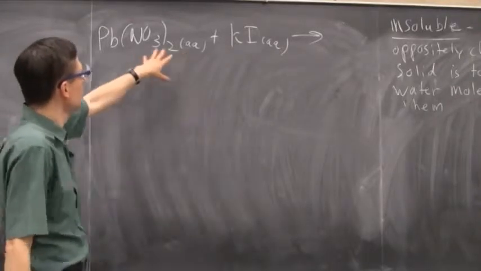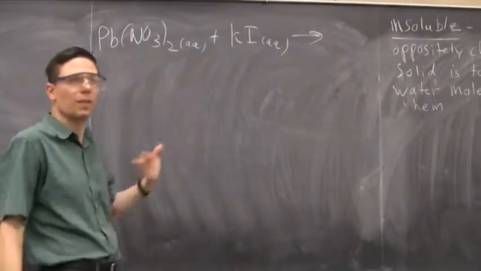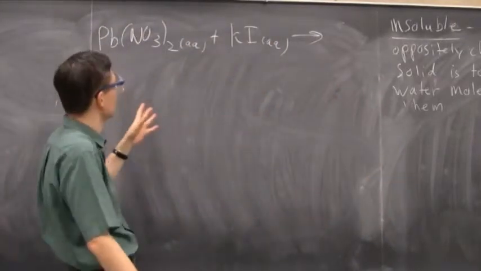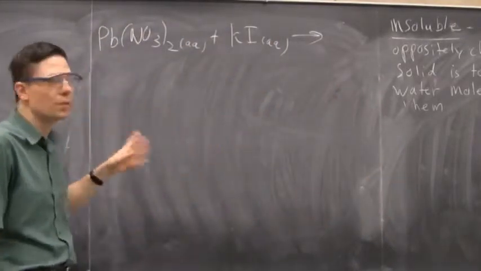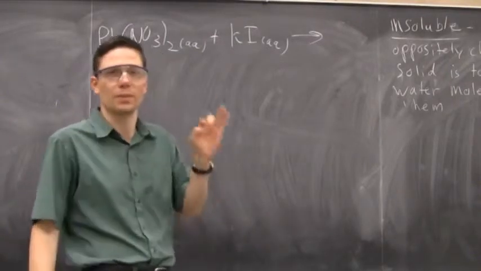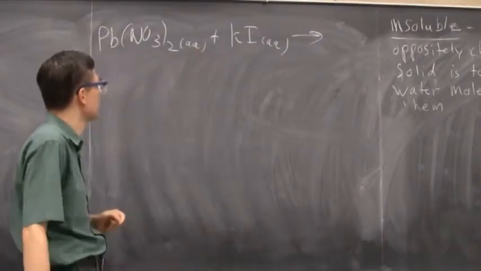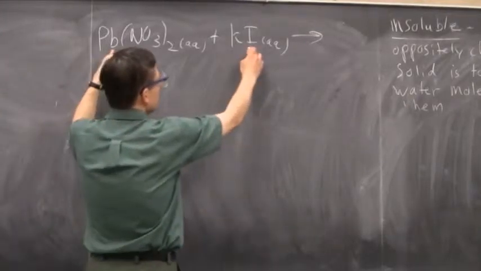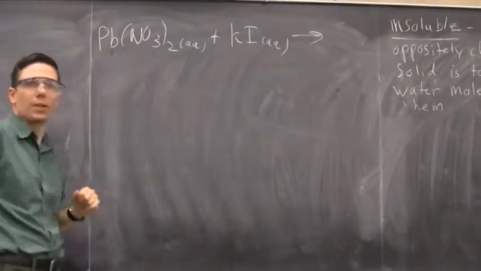Now, so these two are going to be aqueous. So now our goal is to figure out what will the products be when we're done. We know this is a double displacement reaction. Double displacement reactions, the cations switch places. All right, so we should have the lead going with the iodine and the potassium going with the nitrate.